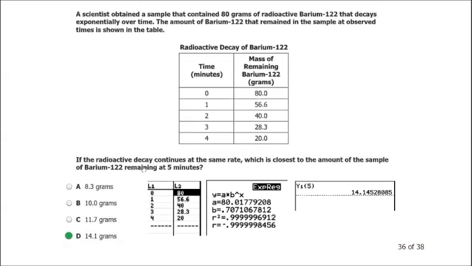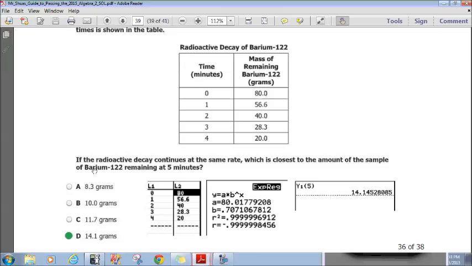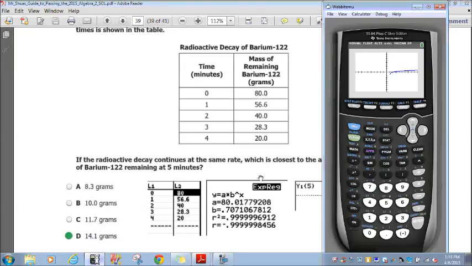Now, let's see what it says. If the radioactive decay continues at the same rate, which is closest to the amount of the sample of barium-122 remaining at 5 minutes. So we have data here up to 4 minutes, so they want to know what it's going to be at 5 minutes. Okay, well, let me bring up my calculator here, step by step. This is how you do it. Let me clear this here.